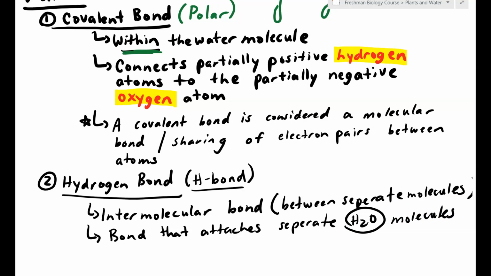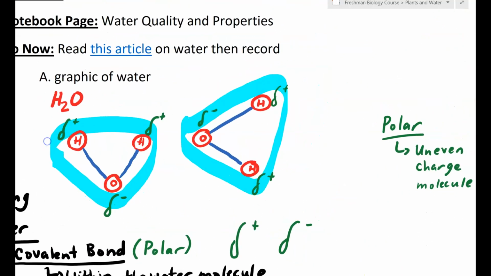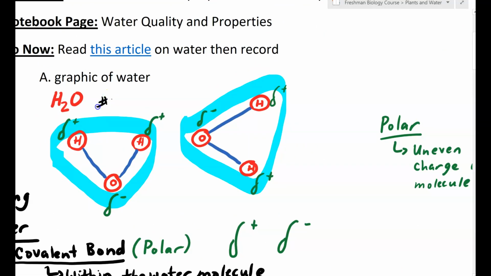Make sure that you have down that important fact, because as we take a look back up at our drawing here, you see I've got two separate water molecules. We'll call this water molecule number 1 and water molecule number 2. Now we're going to take a look at our next type of bond, the H bond, the hydrogen bond.